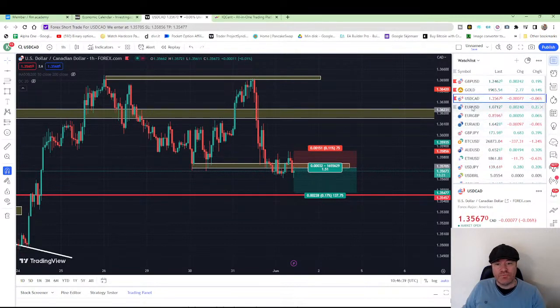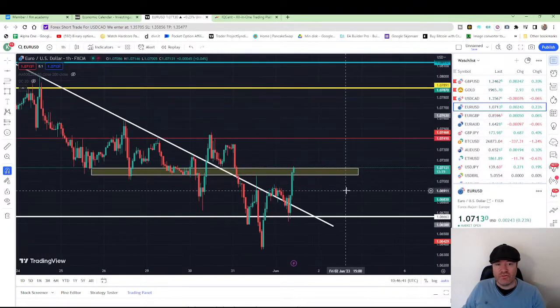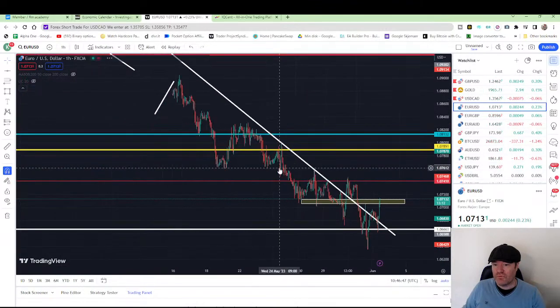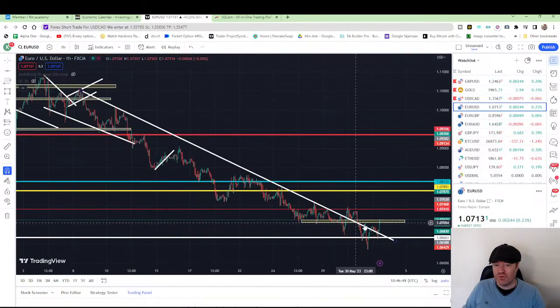So let's move on. Now we're going to look at euro against the dollar. We can see now that we have broken this beautiful trend line we have been working with for so long time.